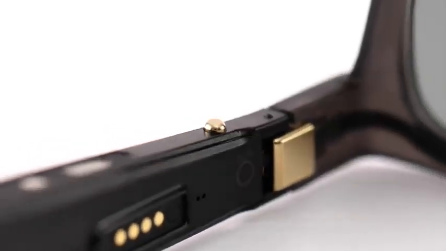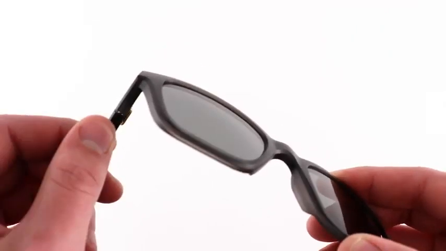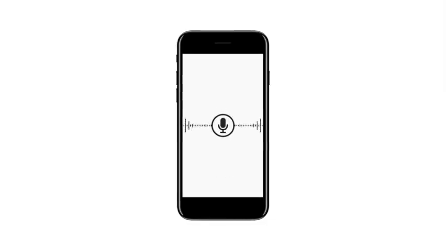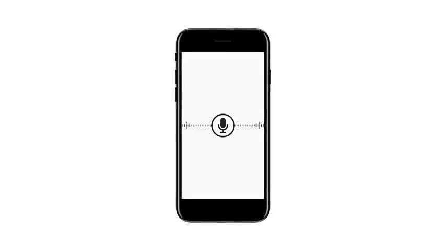What else can this button do? Well, if you press and hold for 2 seconds, it will summon your device's virtual assistant. Now you can access controls on your device without even taking it out of your pocket.